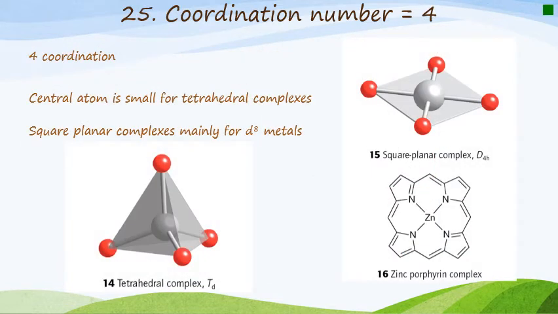If we look at coordination number 4, you're going to get a number of different geometries, the most common of which is the tetrahedral complex. For certain metals, you will get something called square planar. So you have the metal in the center over here, and the ligands are arranged in a square geometry like this in the plane. A typical example is given here of zinc porphyrin, and this is what zinc porphyrin looks like.